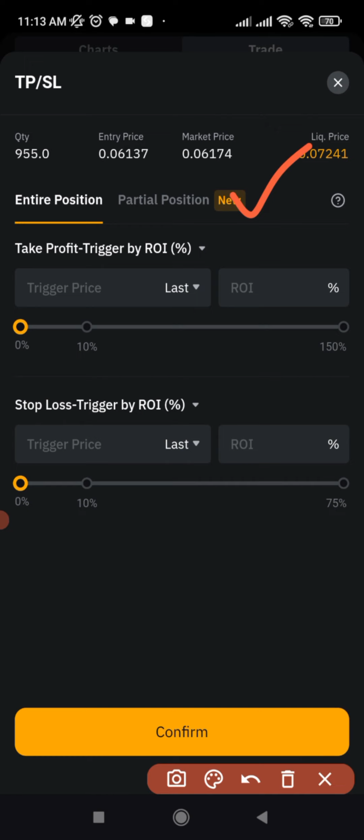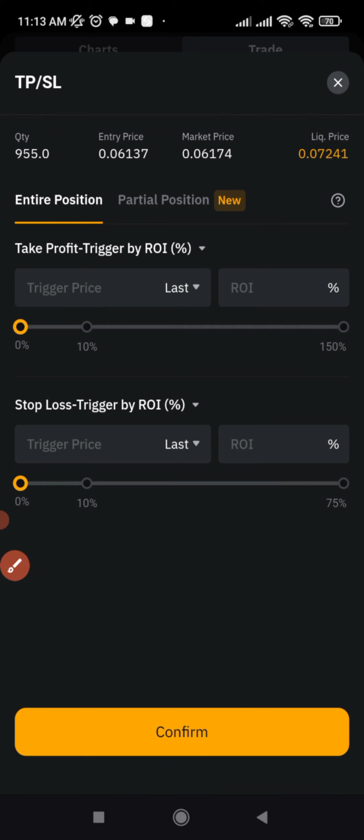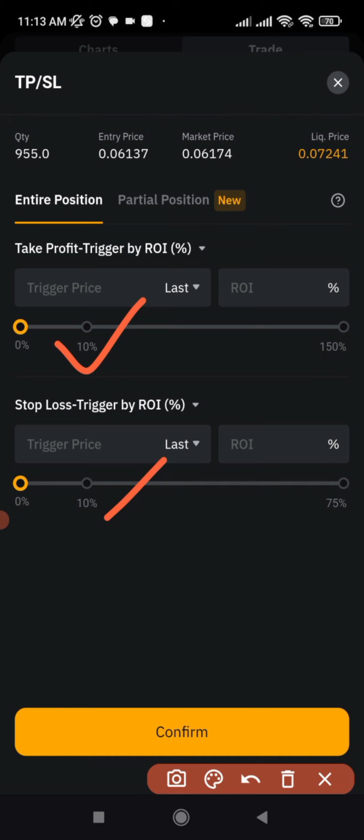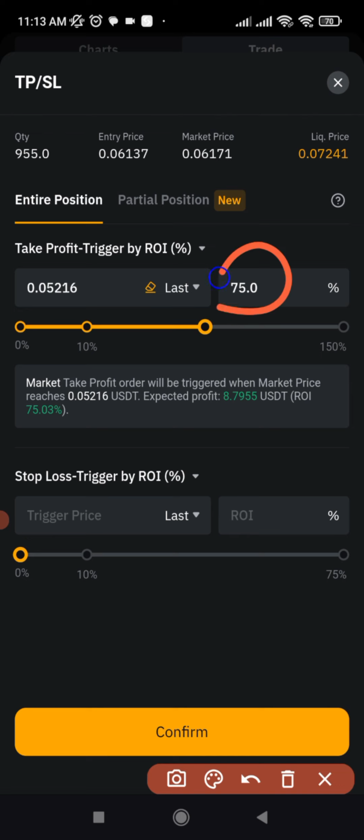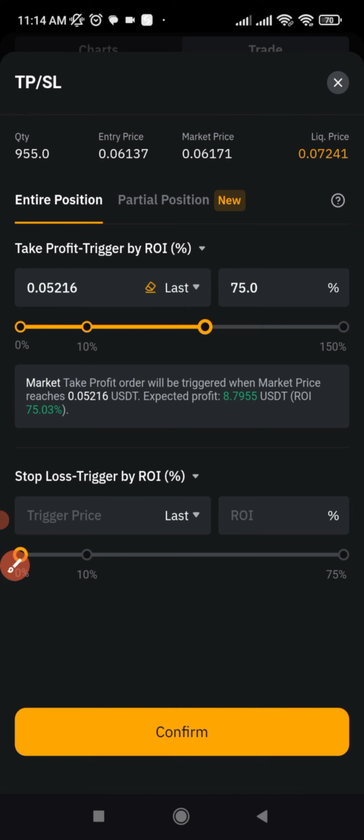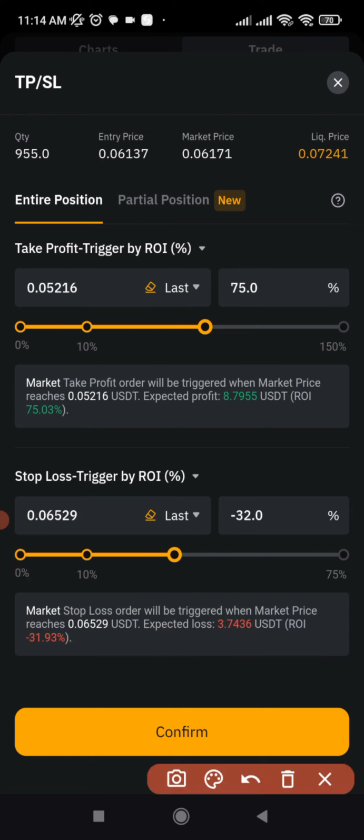But to just set your take profit and stop losses, all you need to do here on the entire position, okay, is use this slider to set your TPs and all of that. So I can go ahead and slide this and say, okay, if this moves by, as you can see here, 75%, which the price will be here, I want to close my trade. And then you can equally use the slider here and say if it moves by 30%, I want to close the trade, okay? After that, you go ahead and click on confirm, and your take profit and stop loss will be set for that particular trade. And when it is triggered, either the stop loss or the take profit, it will close your entire position, okay?